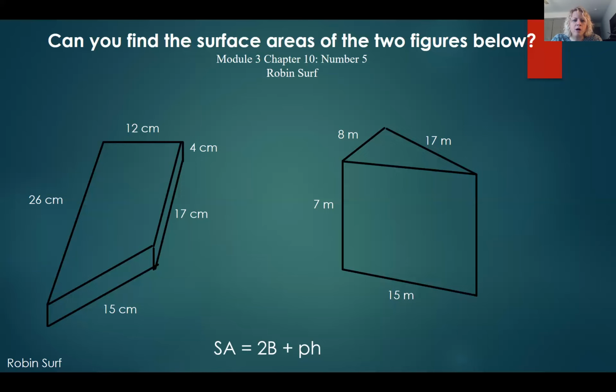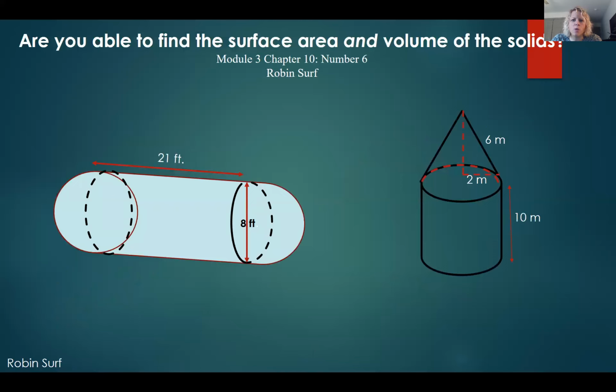Let's go ahead and move on to our next question. And this is question number 6. Are you able to find the surface area and volume of the solids? Well, the first thing we can notice about the first picture is that it is actually one cylinder with 2 half globes on each end. The half globes can come together to make one singular globe, which is kind of neat.